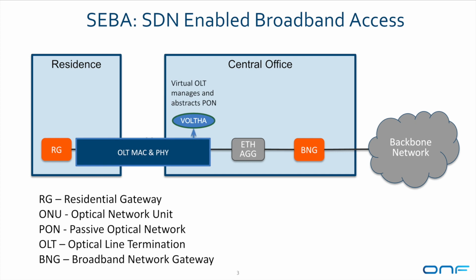To make this possible, first we virtualize the OLT and the ONU part of the access pipeline, and we do this with a software layer called VOLTHA. The idea behind VOLTHA is that of abstracting the complexity of the PON network and instead offering a simple OpenFlow switch-based abstraction.